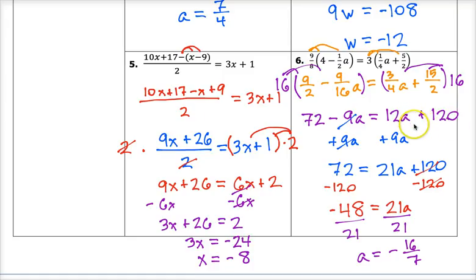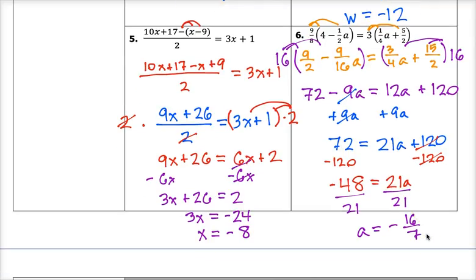From there, it's the same steps as we've done previously. Check your signs if you missed this one. Try to find your mistake. You should get negative 16/7. If you did not get that and you're not sure where your mistake is, be sure to make a note so that you can ask me the next time you see me in class.